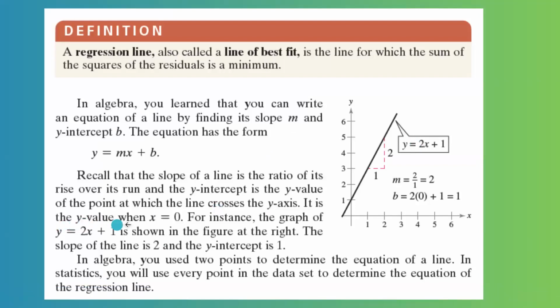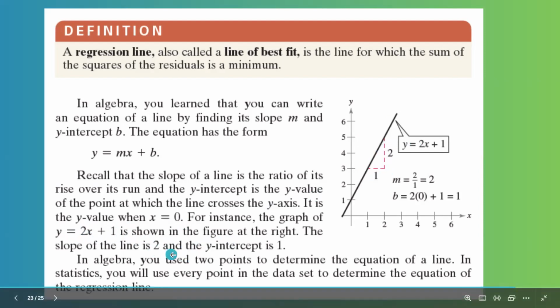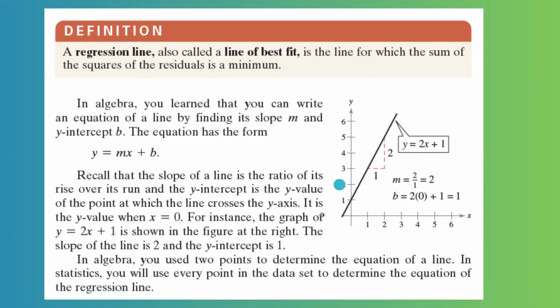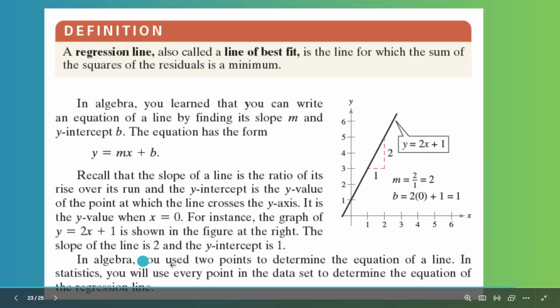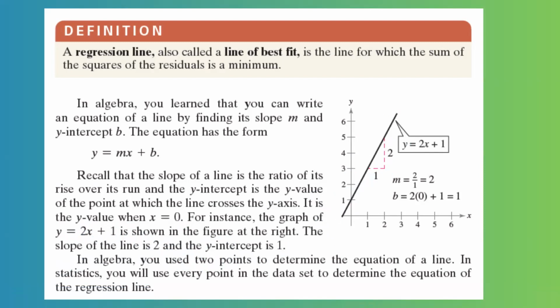So it's the y value when x is equal to 0. For instance, the graph of y equals 2x plus 1 is shown in the figure at the right. The slope of the line in this case, the rise over run, is 2 over 1, or 2. The y-intercept is 1. As you can see, the line is an increasing line. In algebra, you just use 2 points to write the equation of the line. However, when it comes to statistics, we have more points to work with.